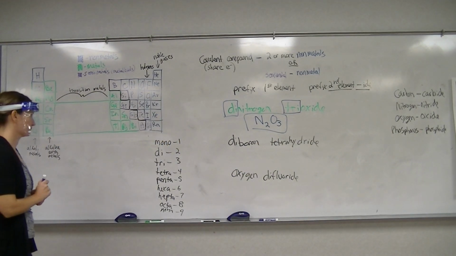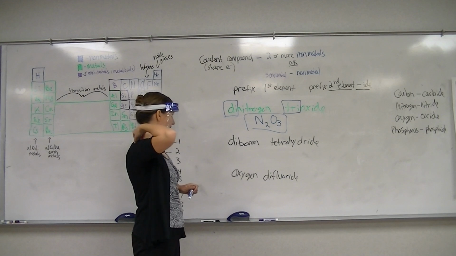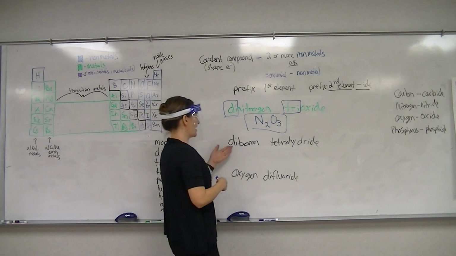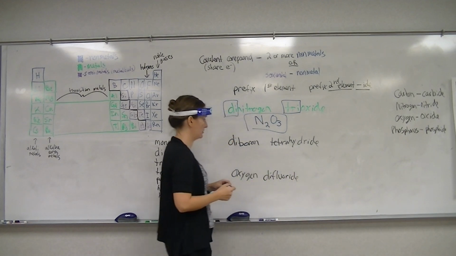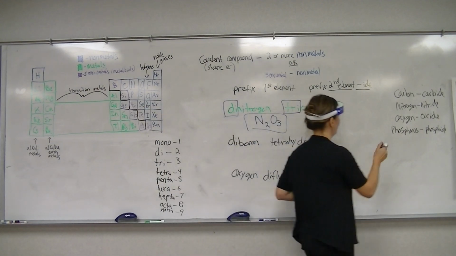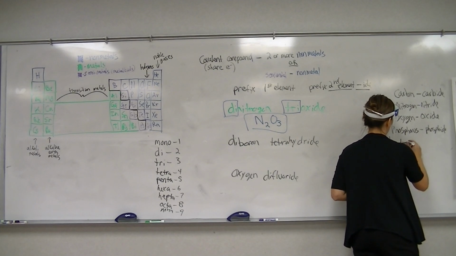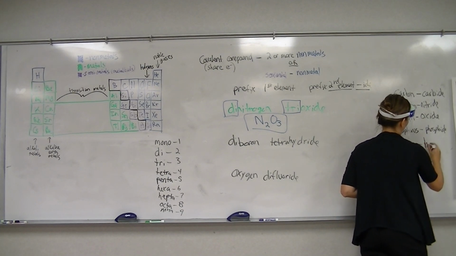All right, let's try the next one. We have di again, diboron this time, and then tetrahydride. That's one I forgot over here. That's a hard one sometimes too, because it's hydrogen. That's hydride.